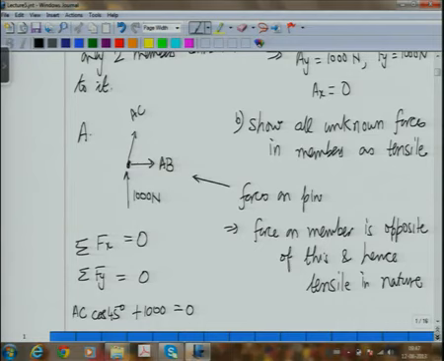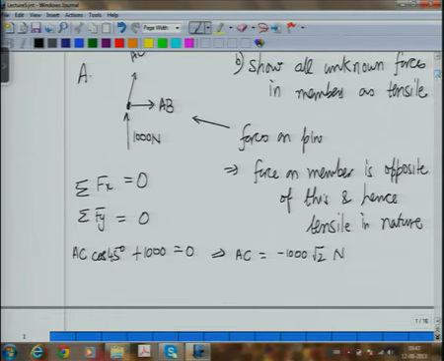The direction is known because these are all two force members. Okay. So now from here what I get is AC is equal to minus 1000 root 2 newtons. Okay. Now what does the minus sign indicate? That means the force in AC is equal to 1000 root 2 newtons compressive.